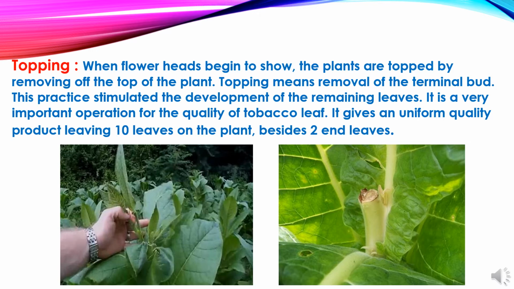This practice stimulated the development of the remaining leaves. It is a very important operation for the quality of tobacco leaf. It gives a uniform quality product, leaving 10 leaves on the plant besides 2 end leaves.